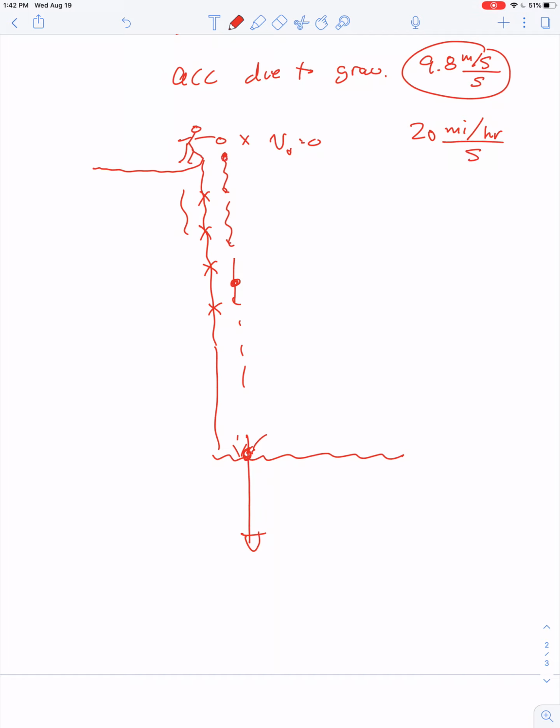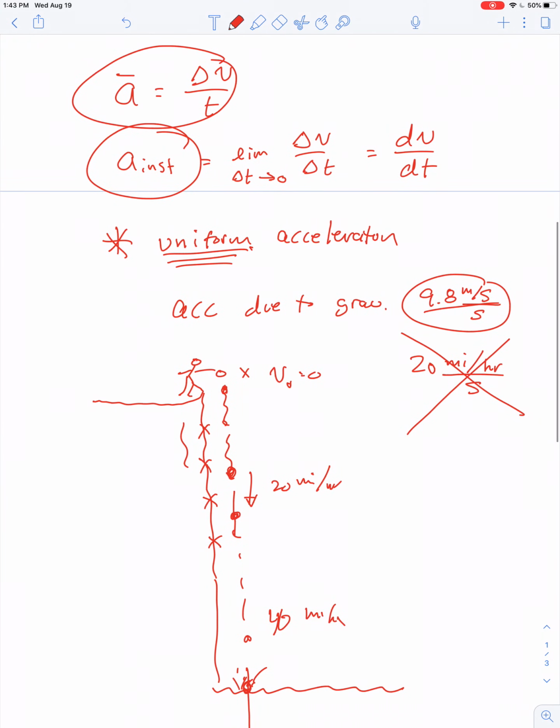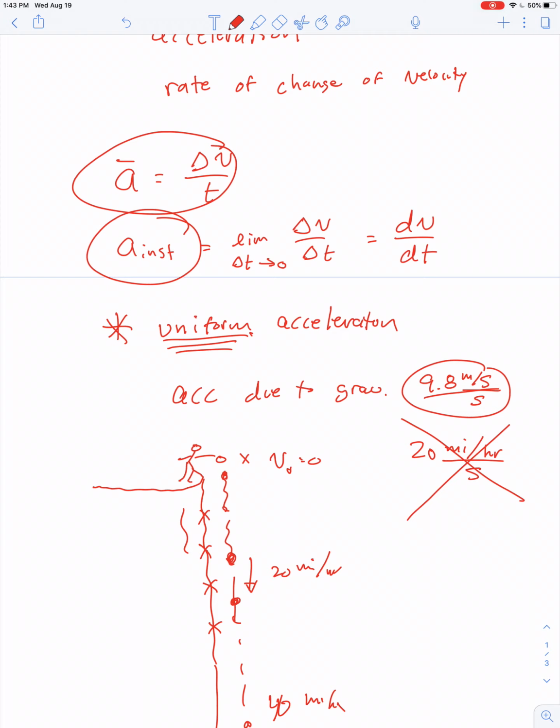So after 1 second, the rock's traveling at 20 miles per hour. After 2 seconds, it's falling at 40 miles per hour. And it just keeps adding the same speed for every additional second that goes by. But because we like to use metric, 20 miles per hour per second and 9.8 meters per second squared are the same thing. So acceleration due to gravity is one of our best examples of uniform acceleration. And uniform acceleration implies that the average value and the instantaneous value are one and the same.